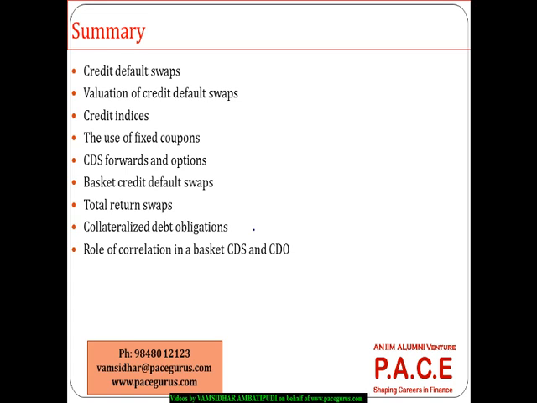Then we moved to multi-name credit derivatives, where we had a decent understanding of collateralized debt obligations, the CDOs, and towards the end spent a few minutes understanding the role of correlation in a basket CDS and a CDO. How does default correlation increase the value of the different kinds of tranches as a part of the CDO, or how does it impact the value of the first to default or nth to default basket CDS securities. So this is what I really wanted to look at as a part of this session.